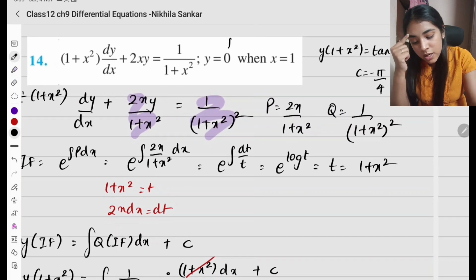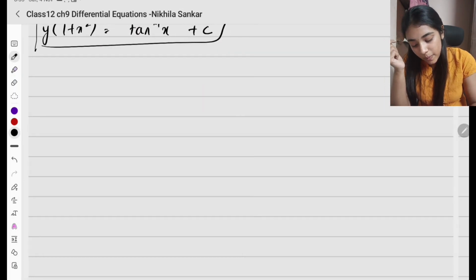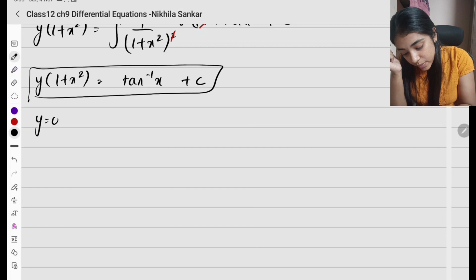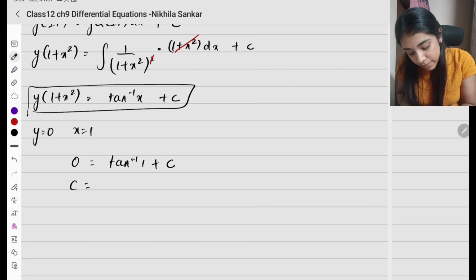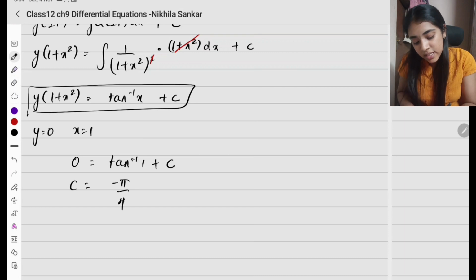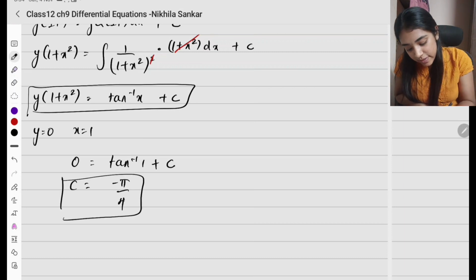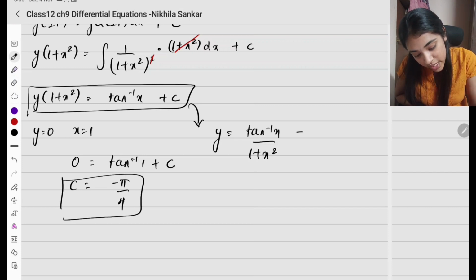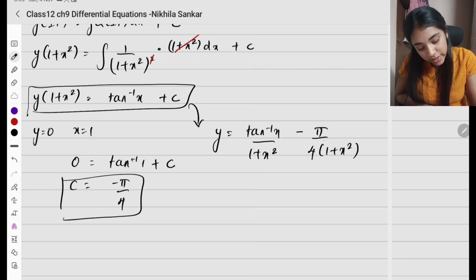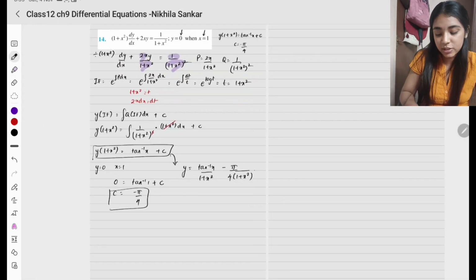But they are asking for the particular solution, y 0, x 1. So I have y equals 0, x equals 1. When I substitute the values, I have 0 equals tan inverse 1 plus c. So c equals minus tan inverse 1. What is tan inverse 1? Pi by 4, so c is minus pi by 4. This is my value of c. Simplifying, I have y equals tan inverse x divided by 1 plus x square minus pi by 4 into 1 plus x square. Simple. Please copy.